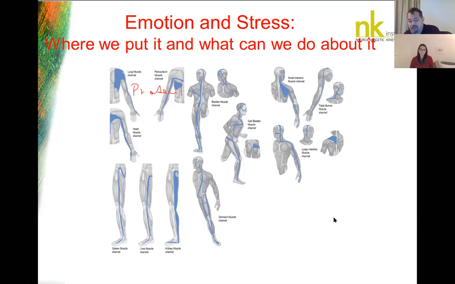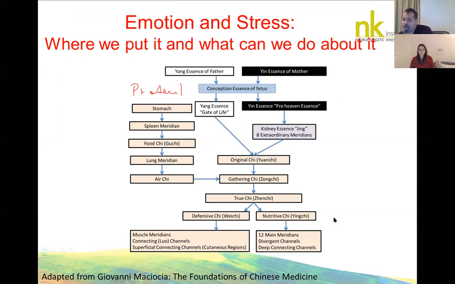Okay, and they contain defensive chi. This is my model of chi formation from Principles of Kinesiology. So you've got down here defensive chi and nutritive chi. The defensive chi, where you've got the muscle meridians, is like a defense against the pathogenic factors.